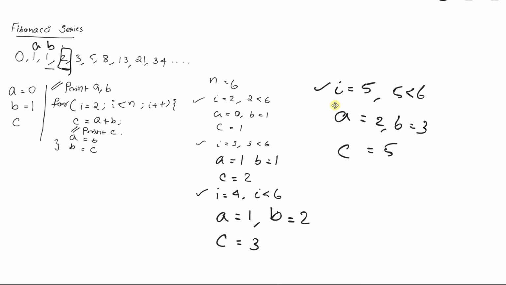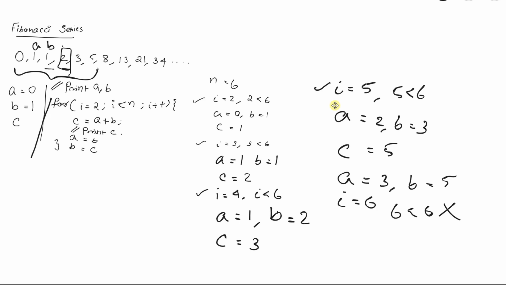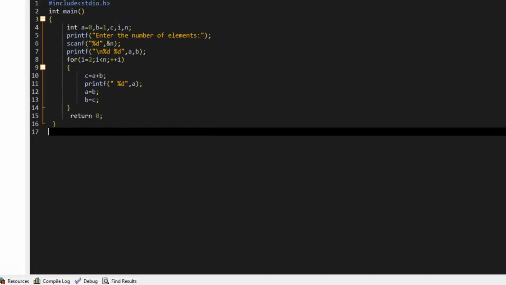And again we are interchanging the values. A will be equal to 3, B will be equal to 5. Now when I increments, I is equal to 6. 6 is less than 6. When we check that, it is false. The for loop will end. And so we have printed the first 6 values. That is from 0 to 5 we have printed from the Fibonacci series. So the logic is very simple. Just this for loop. Printing A and B in the beginning, and then using this for loop we are finding C with the iteration. We'll run this code in C.